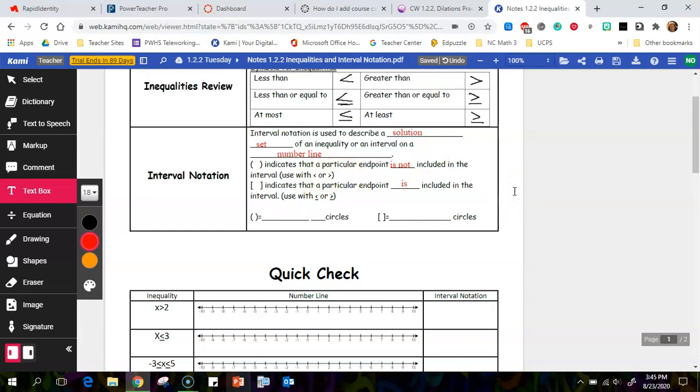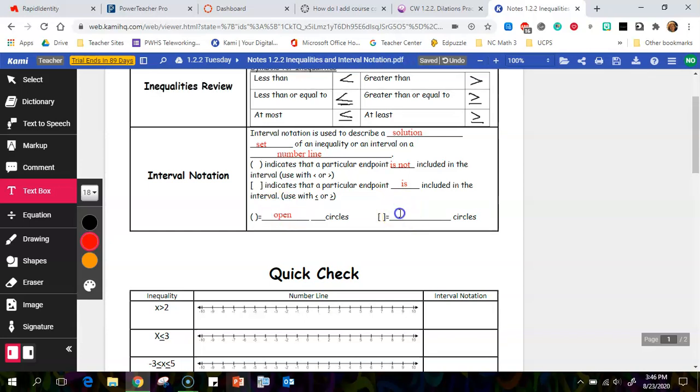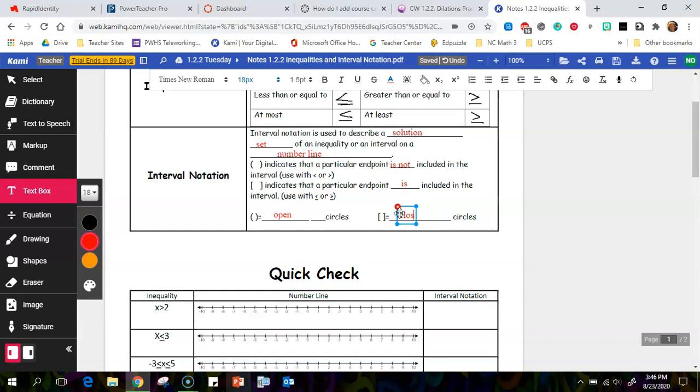So there are different ways that we can denote inequalities, and parentheses and brackets is one way. The open circles and closed circles, which we're about to talk about, and also the greater than or equal to, less than or equal to. Okay, so parentheses indicate open circles. And you might remember that from back in middle school, graphing stuff on a number line. Brackets indicate closed or colored in or filled in circles. So let's talk about what this means.